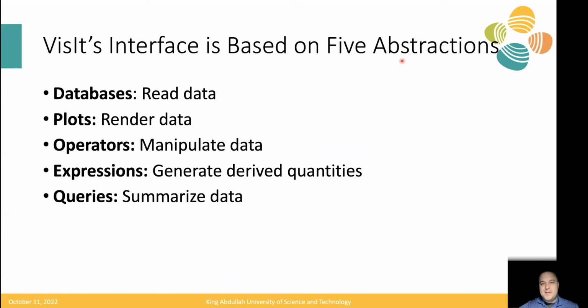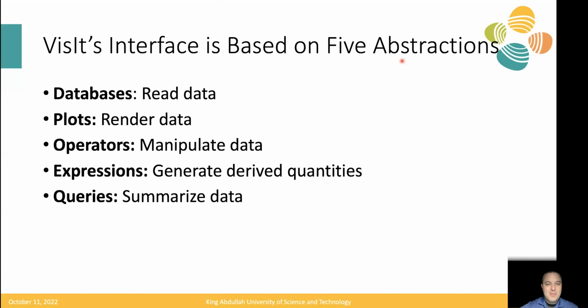So VisIt's interface is based on 5 abstractions. This is important when we start to create pipelines in VisIt. There are 5 different abstractions that can be used to create pipelines. You have databases, which read data. You have plots, which render data. You have operators, which manipulate data. Expressions, which generate derived quantities. And queries, which summarize data.